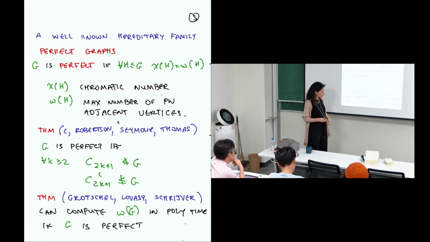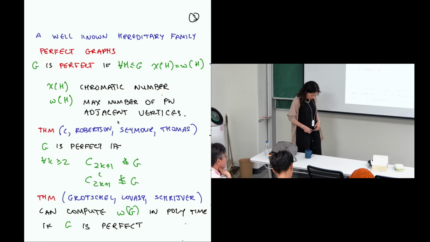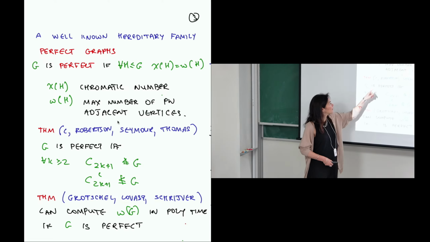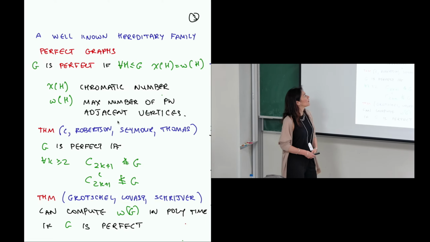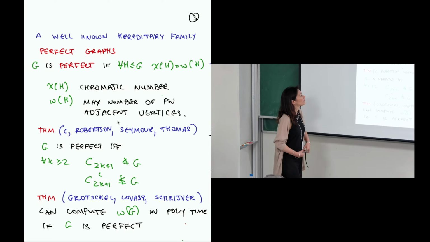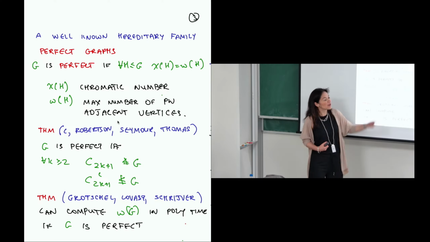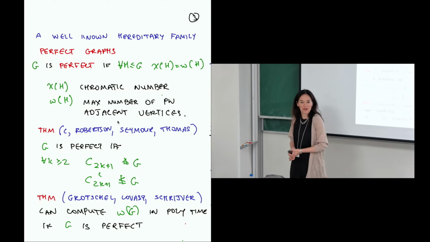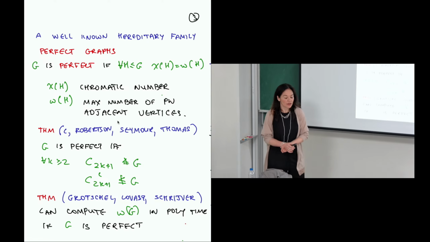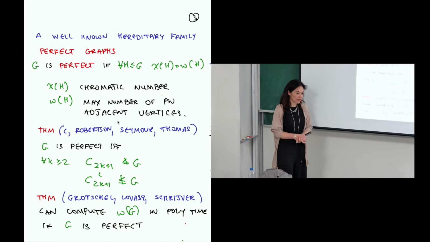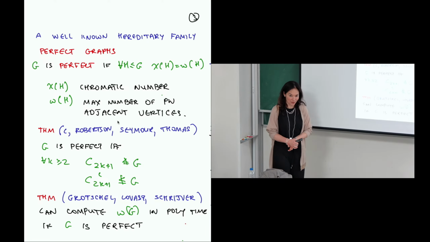It was conjectured by Claude Berge, and then we proved it with Neil Robertson, Paul Seymour, and Robin Thomas in 2003. But when Berge first defined perfect graphs, he made another conjecture about them: that they're closed under taking complements. So a graph is perfect if and only if its complement is perfect.